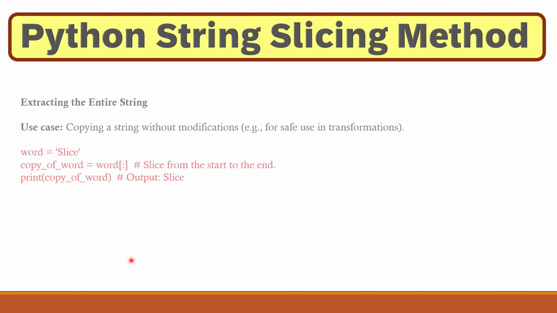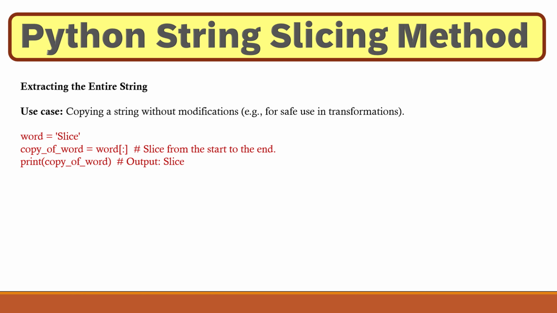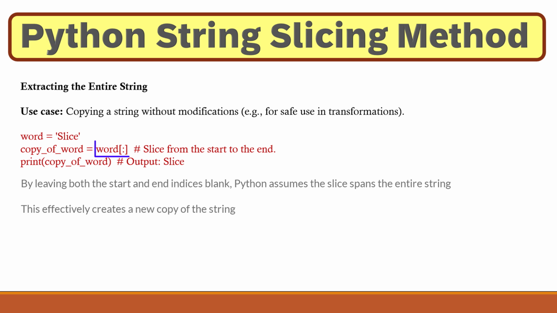The next one is extracting the entire string. You may want to do this if you need to copy the full string without any modification for safe use in transformations. We are slicing from the start to the end by not including anything before and after the colon, and the output is the full word slice.